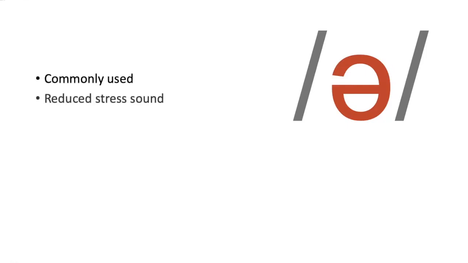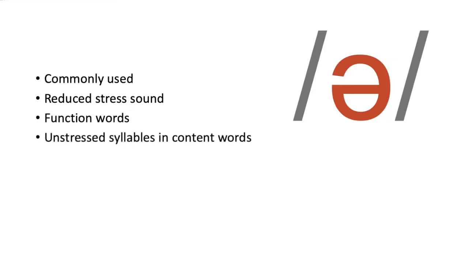So just to remind you again that the schwa is the most commonly used vowel sound in the English language. It's used as a way of reducing the stress. You'll find it common in function words, but also in the unstressed syllables in content words. And this enables a more natural rhythm when you're speaking.